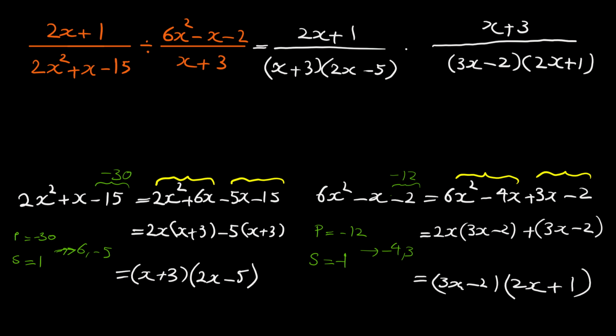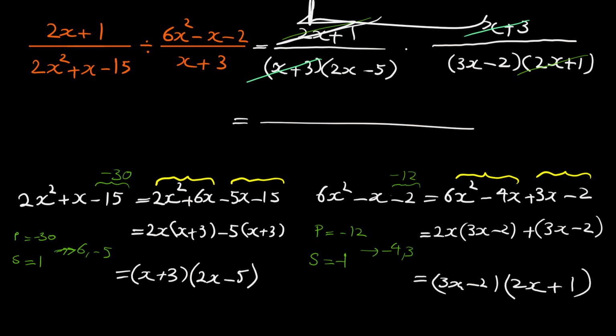After factoring the numerator and denominator, the story is very simple. Simplify. 2x plus 1 with 2x plus 1 cancels. x plus 3 with x plus 3 cancels. And we are done. In the numerator, we have basically 1 times 1. When you cancel this, a 1 remains here and a 1 here. 1 times 1 is 1. So the numerator is only 1. And in the denominator, we have 2x minus 5 times 3x minus 2.